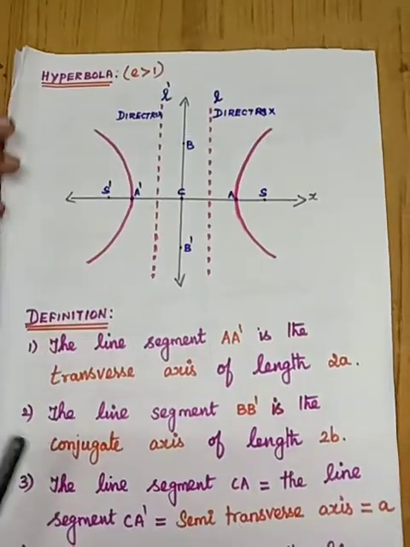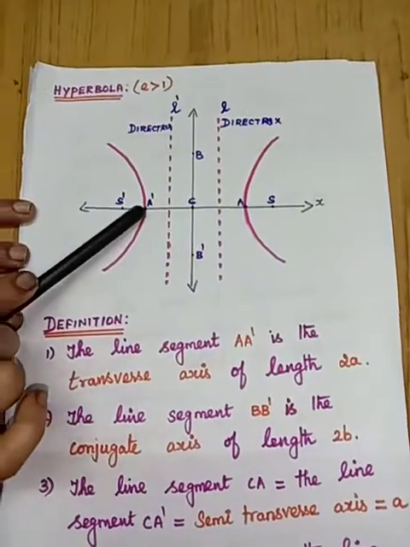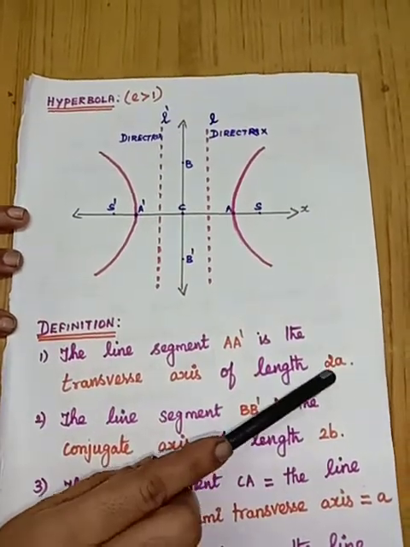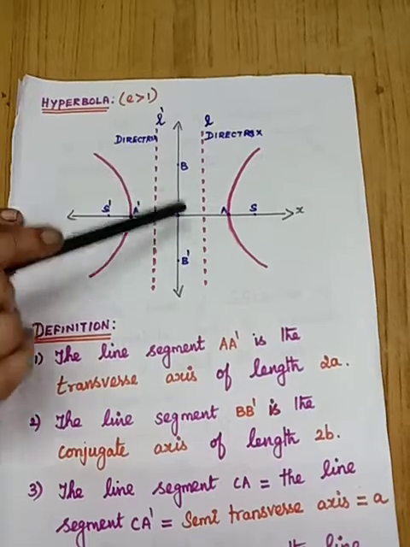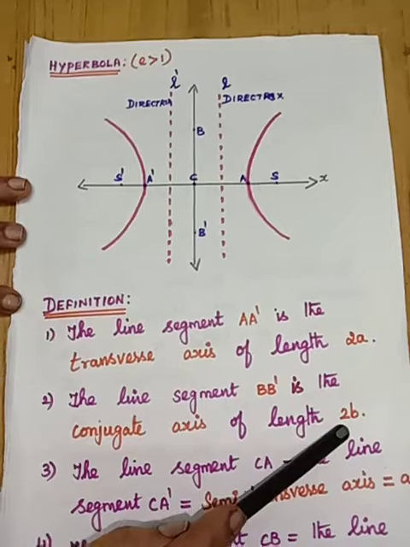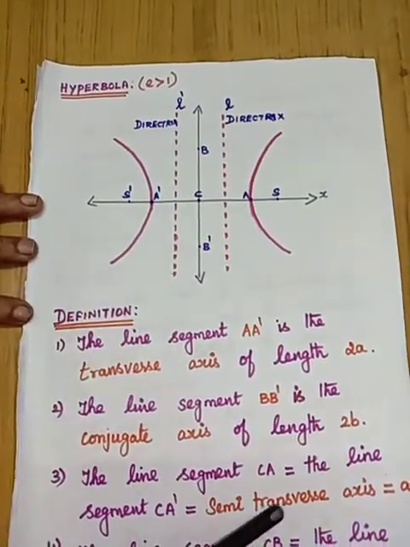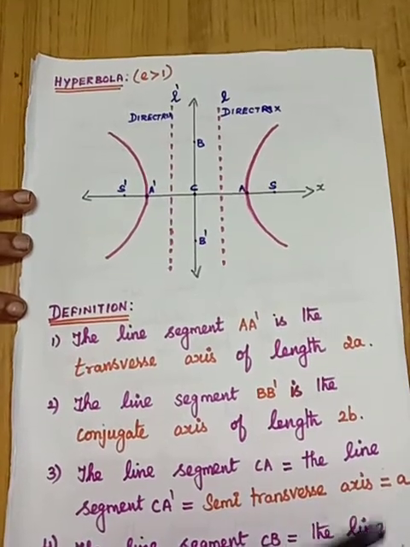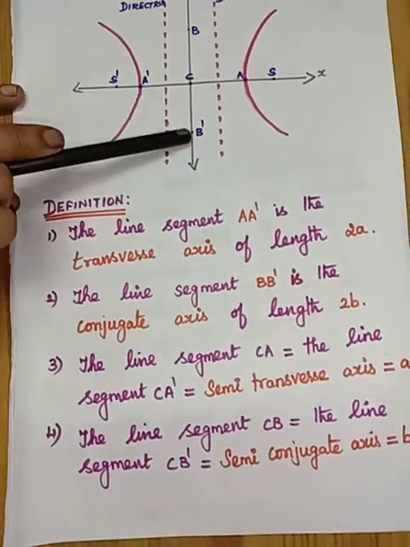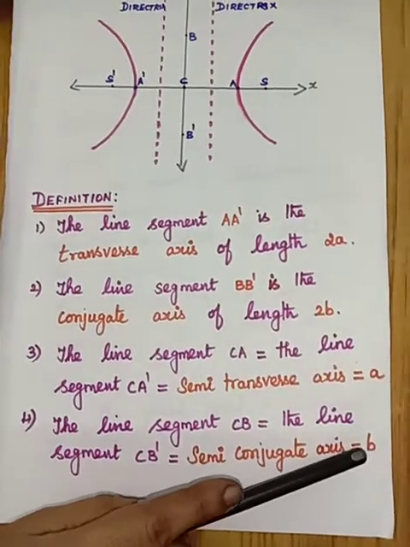See in this diagram the line segment A'A is called the transverse axis whose length is 2a. The line segment B'B is called the conjugate axis whose length is 2b. And CA is called the semi-transverse axis whose length is a. And CB, which is equal to CB', is the semi-conjugate axis whose length is small b.